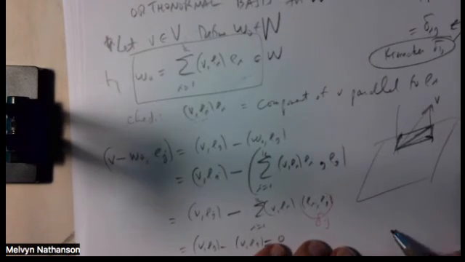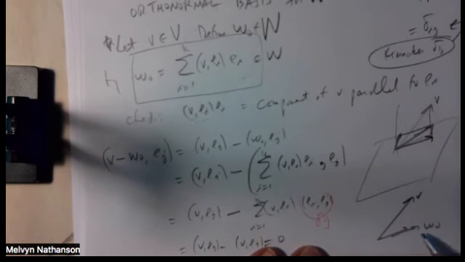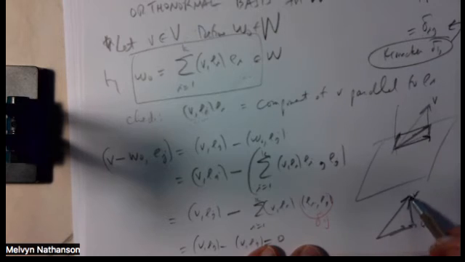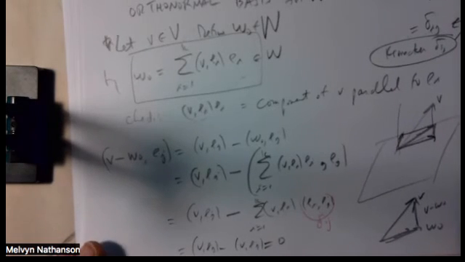So I have my vector V. I have this W0, which is a vector in the subspace W. This vector is V minus W0, and it's perpendicular to this plane. It's orthogonal to every vector in W.